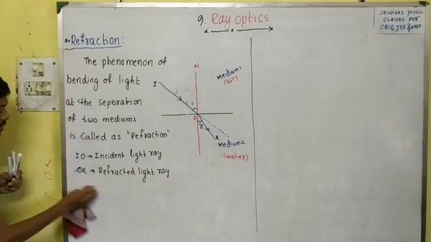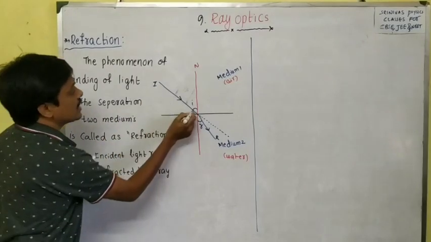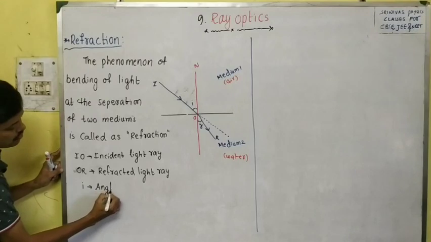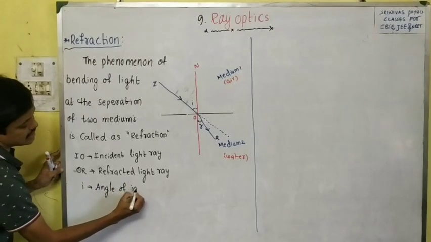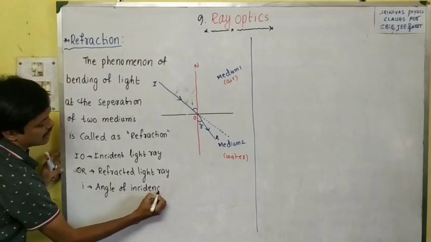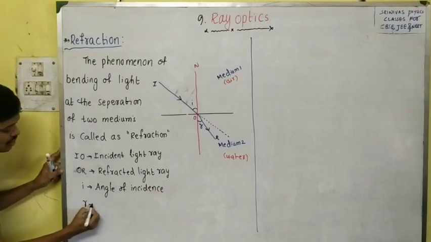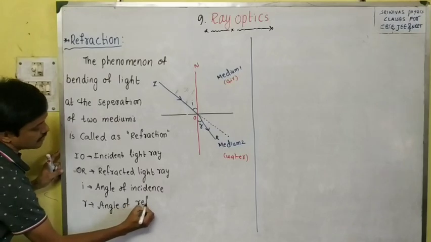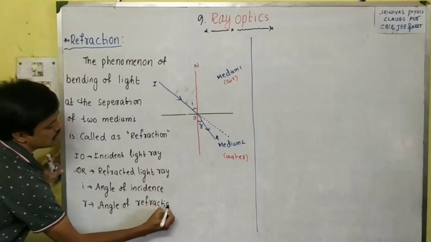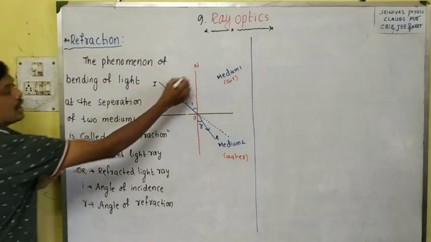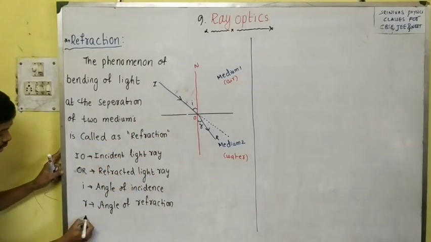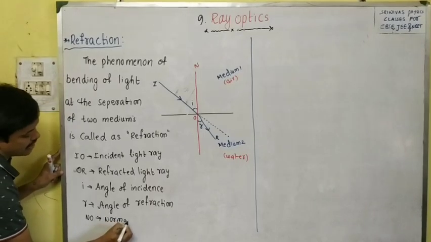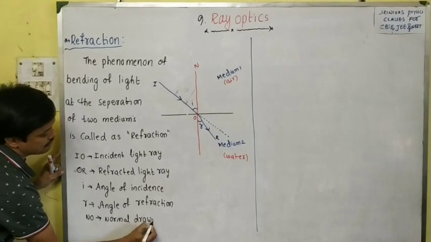Angle of incidence is the angle between what and what? The incident light ray and the normal drawn, right? I is called the angle of incidence. R is called the angle of refraction. What is NO? NO is called the normal drawn to the surface, right?